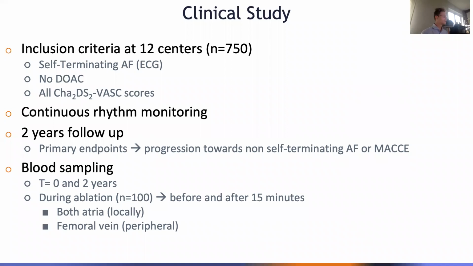Then we sample blood at baseline and after 2 years. What I think is really interesting is that we also get a chance to draw blood during ablation. So we actually go into the atria where we can collect blood locally. We do that before and 15 minutes after ablation, both in the atria locally, but also in the femoral veins peripherally, to see whether there are differences between local activation of coagulation or systemic activation.